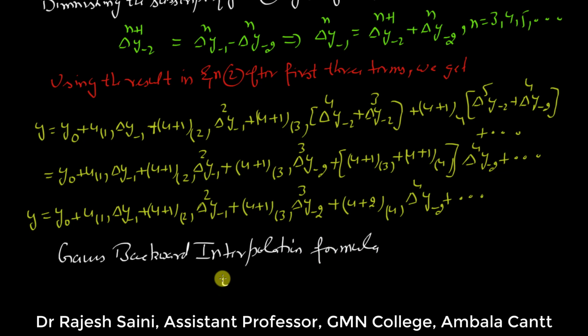Fine. And this formula is used when u is between -1/2 and 0. So this formula is the Gauss backward interpolation formula, and I hope you will be able to understand and grasp the idea in this Gauss backward interpolation formula, which is a central difference formula, and this is used when u is between -1/2 and 0.